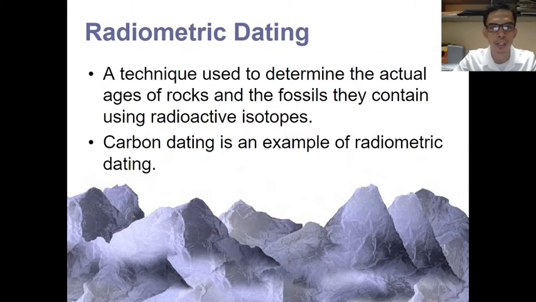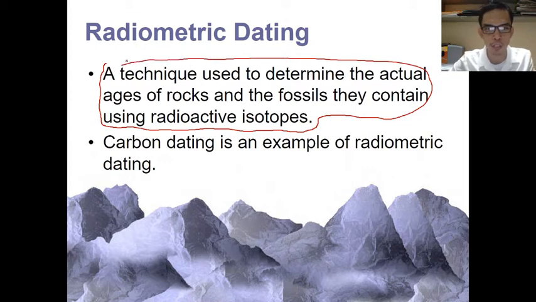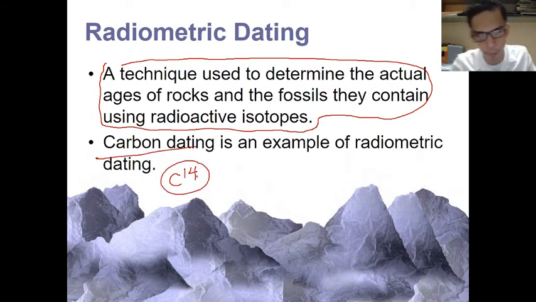All right, so radiometric dating, as I said earlier, is a technique using radioactive isotopes in determining the age of rocks and fossils. A common isotope here is carbon-14, so we call it carbon dating. Most organisms are made up of carbon, and this carbon-14 will become nitrogen in the future.